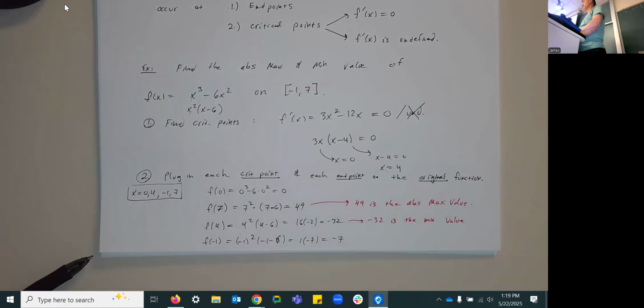That's it. That's all we do. We find the critical points, we find the endpoints, we plug them all into the original function, and then we just say, what's the biggest, what's the smallest? And if there are two places with the same biggest number, then we say we have an absolute maximum at both of those places, if you're being asked where they are, not what they are.